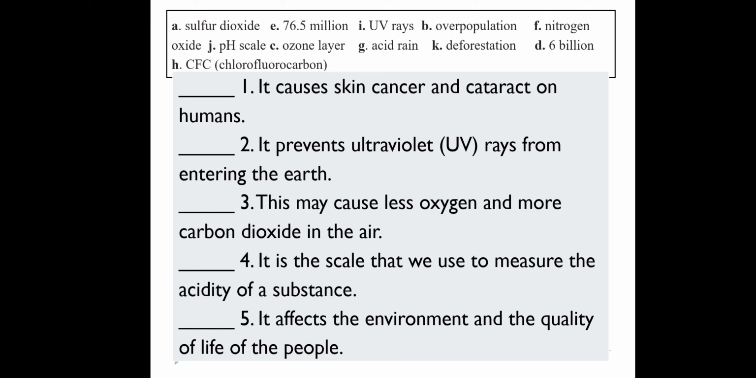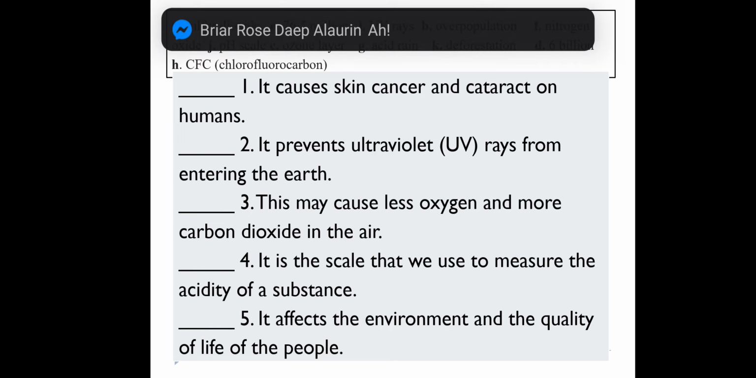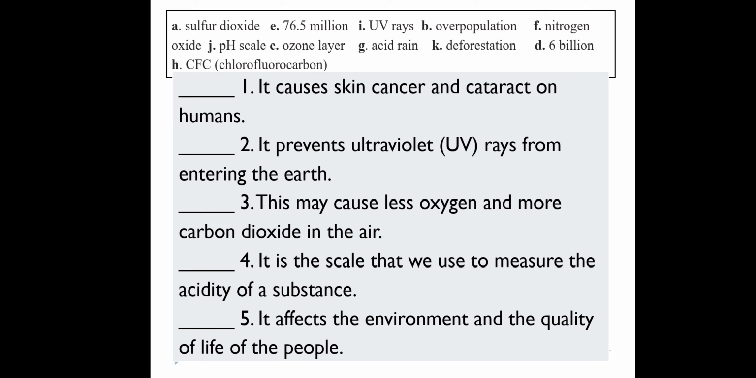The words inside the box are A. Sulfur dioxide, B. Overpopulation, C. Ozone layer, D. 6 billion, E. 76.5 million, G. Acid rain, F. Nitrogen, H. CFC or chlorofluorocarbon, K. Deforestation, and J. pH scale. Question number 1.